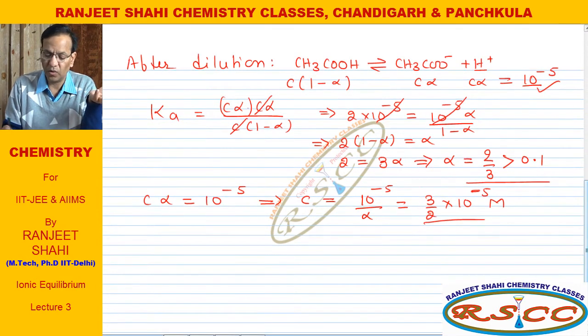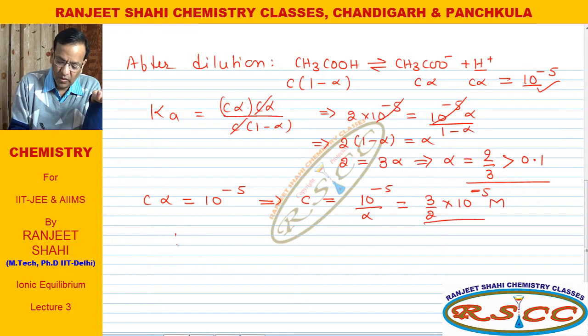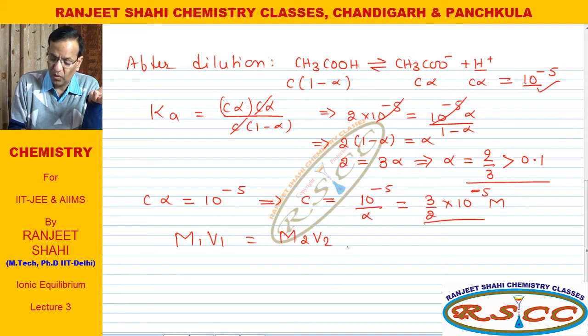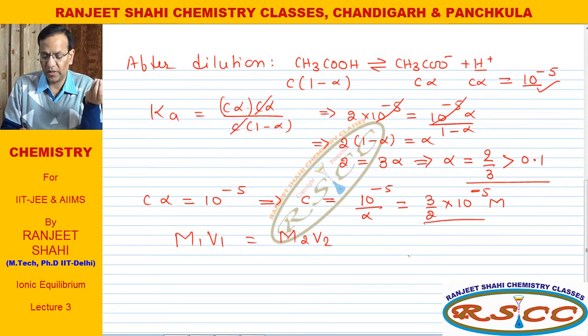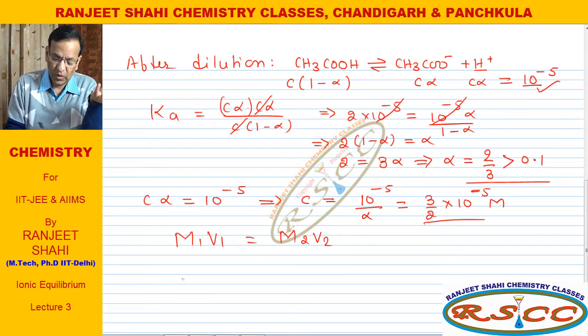So now we can apply the dilution formula on acetic acid. So M1 V1 is equal to M2 V2. Here we are equating the moles of acetic acid in the original solution without considering ionization with moles of acetic acid in the final solution without considering ionization. So M1 is 0.5, V1 is 0.3 liter is equal to M2 is now known, 3 by 2 into 10 raised to the power minus 5, and V2 is unknown.